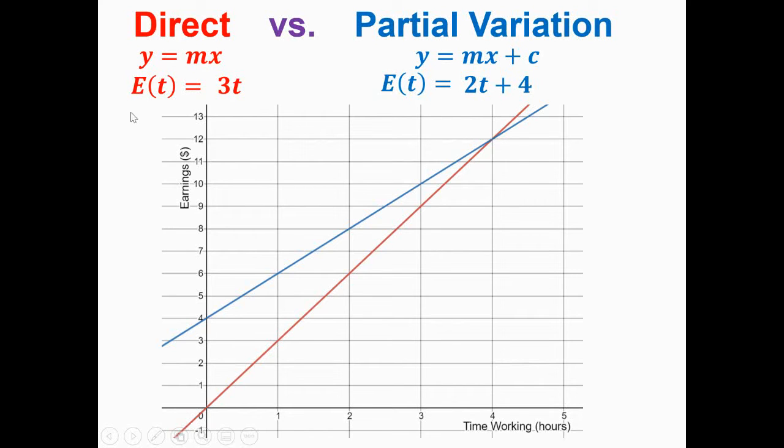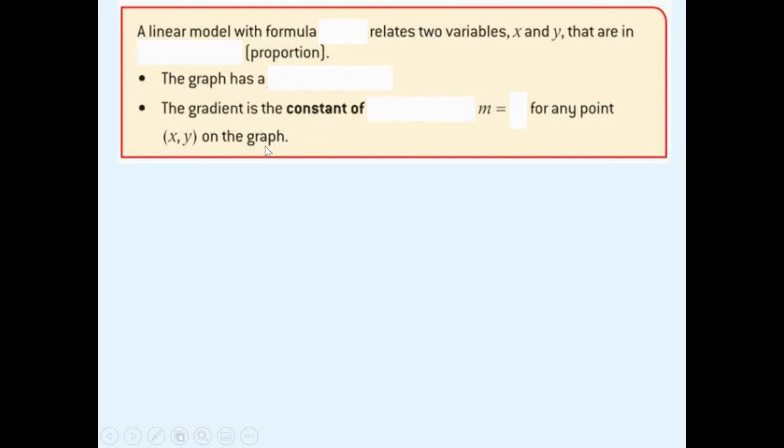Let's continue looking at direct variation for the next little bit. So a linear model with this equation, y equals mx, relates two variables x and y that are in direct variation. So that's what we're looking at, right? Without the c, with a y-intercept of 0. So the graph has a y-intercept of 0. The gradient is called the constant of proportionality.